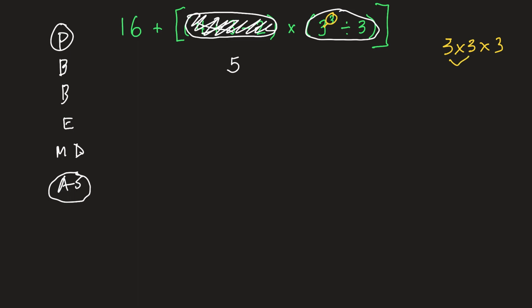Okay, so 3 times 3 is 9, and 9 times 3 is 27. So 3 cubed here is 27. Okay, and we can do 27 divided by 3. That is easy. That's 9. Okay, now we got a 9.